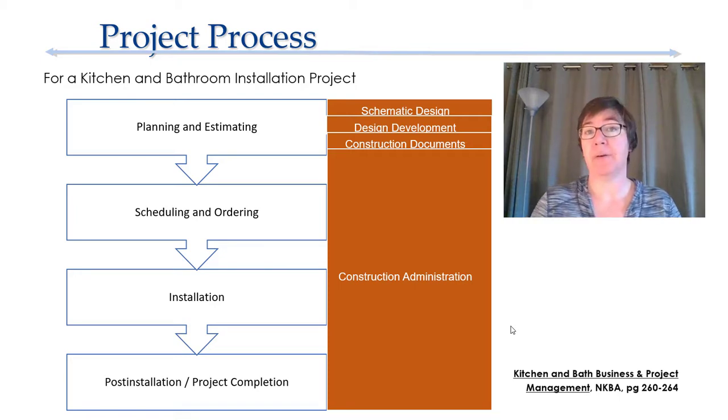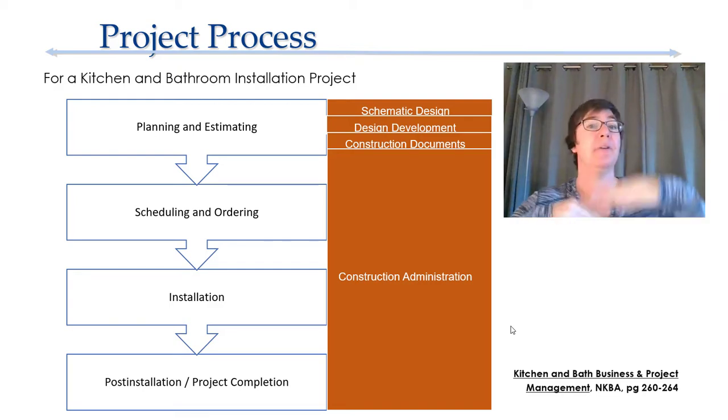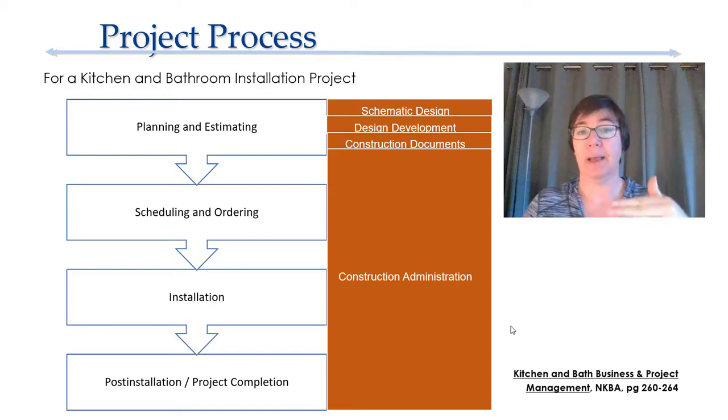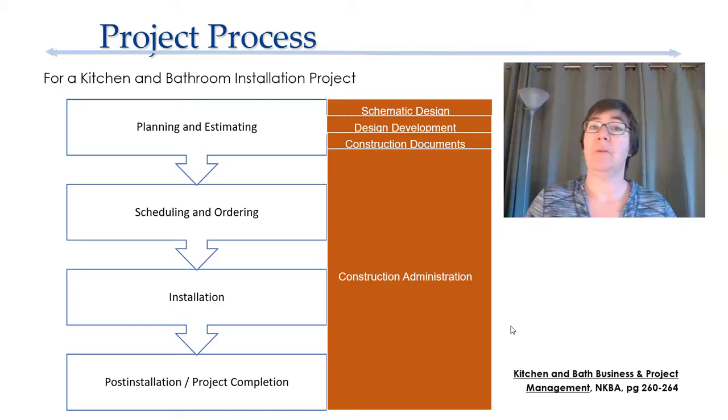Well, it turns out that the planning and estimating part of a kitchen and bath installation project covers schematic design, design development, construction documents, and starts into construction administration. And then the whole rest of the processes that we're going to talk about, scheduling and ordering, installation, project completion, they all fit under that construction administration headline.